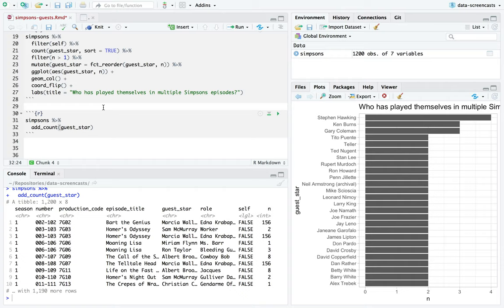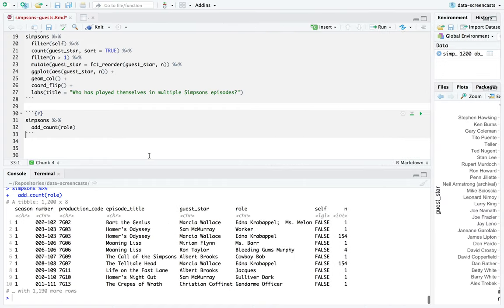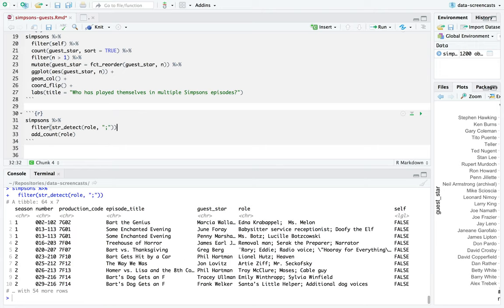Should I do it on the character? I'm gonna start by doing it on the role. Add count role. So here's one where we see, semicolons are an issue here because here there's Edna Krabappel, but also another character. I wonder how often we see semicolons, because if so, I'm going to want to handle them a slightly different way. Krabappel, and fairly often.